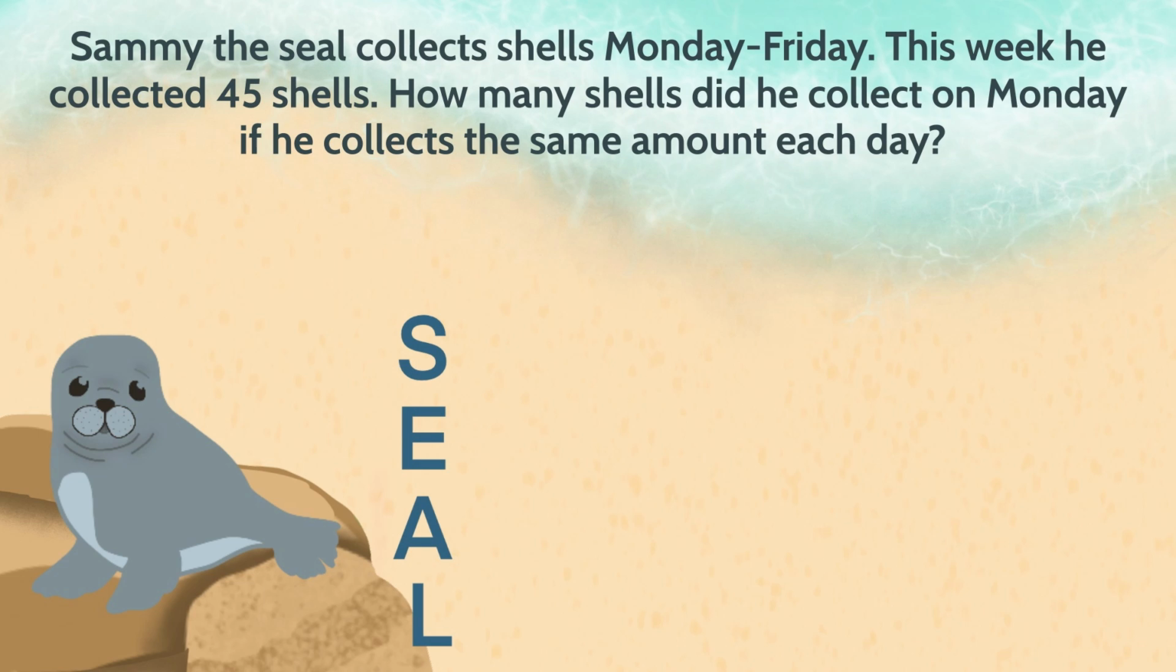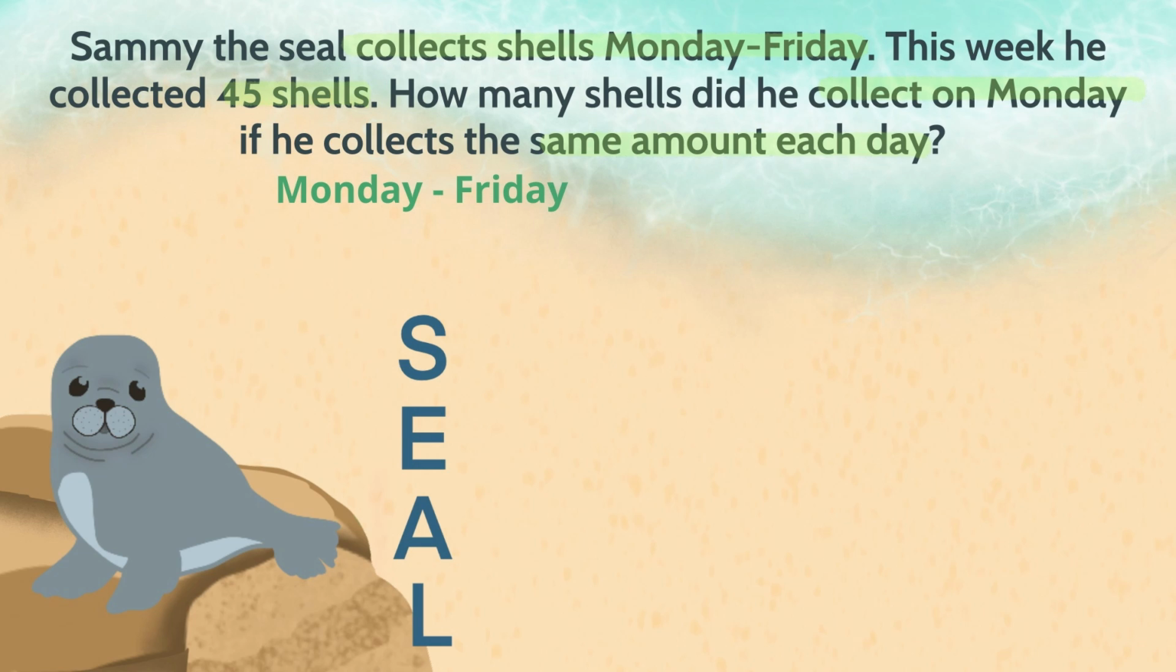The first step is to show my work. I will do this by underlining the important information. To further show my work, I'm going to draw an array. I know that Sammy has a total of 45 shells. I also know that he collects them 5 days a week because our problem says Monday through Friday.